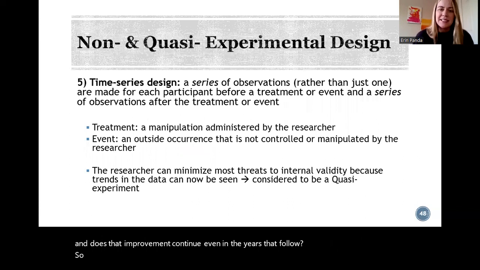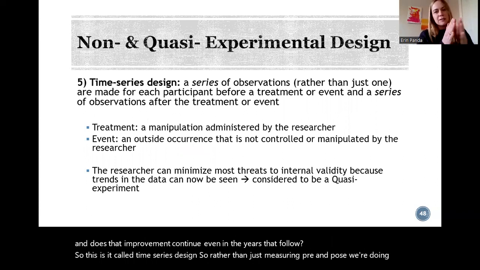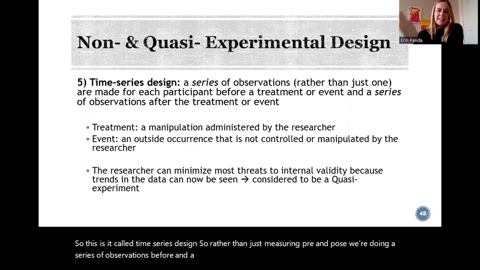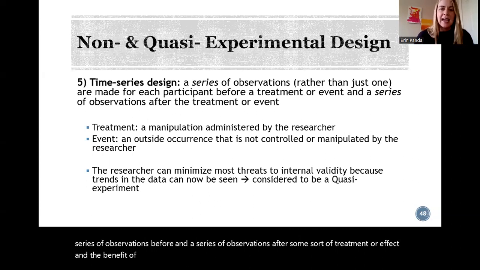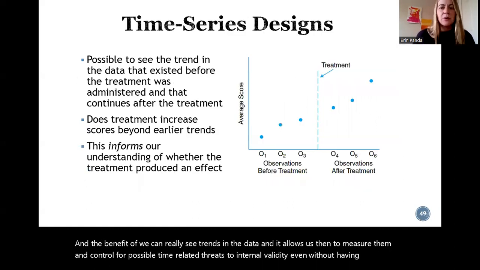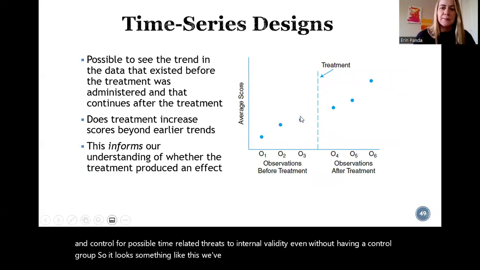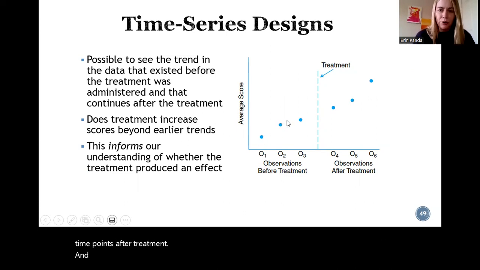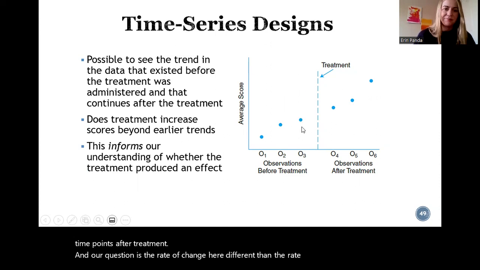So this is called time series design. So rather than just measuring pre and post, we're doing a series of observations before and a series of observations after some sort of treatment or event. And the benefit of this is we can really see trends in the data, and it allows us then to measure and control for possible time-related threats to internal validity, even without having a control group. So it looks something like this. We've got multiple time points before and then multiple time points after treatment. And our question now is, is the rate of change here different than the rate of change here?